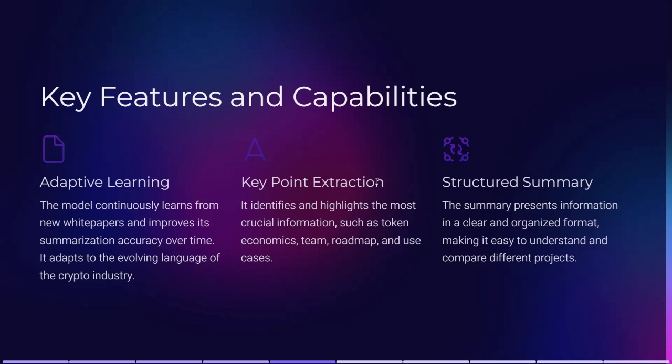Moving on, the second one is key point extraction. This AI model helps us to identify and highlight the most crucial information. Sometimes we see 30-page-long white papers, but to be honest, we are only looking at certain crucial information that we really need. For example, the token economics, in short, tokenomics. What's the utility, what's the purpose of the coin or token, and what is their team structure like, for example.